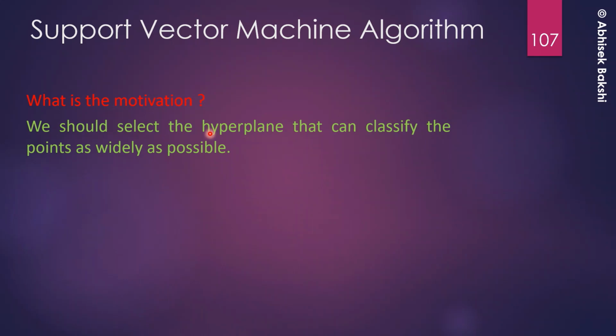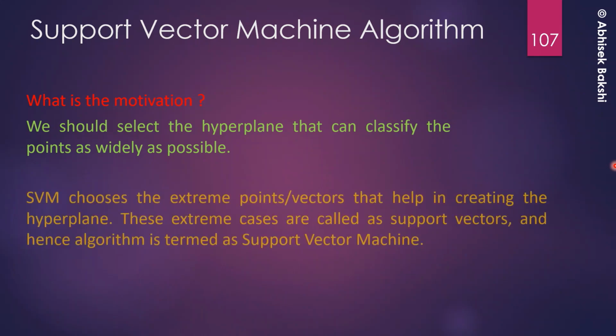Okay. So let's come to the point, what exactly a support vector machine is. Support vector machine chooses the extreme points or vectors that help in creating the hyperplane, and these extreme cases are called support vectors. So the name support vector is nothing but representing those particular points which are the closest to the classification boundary.